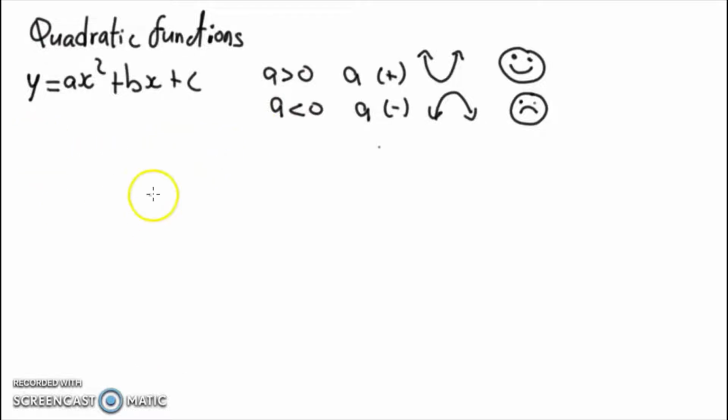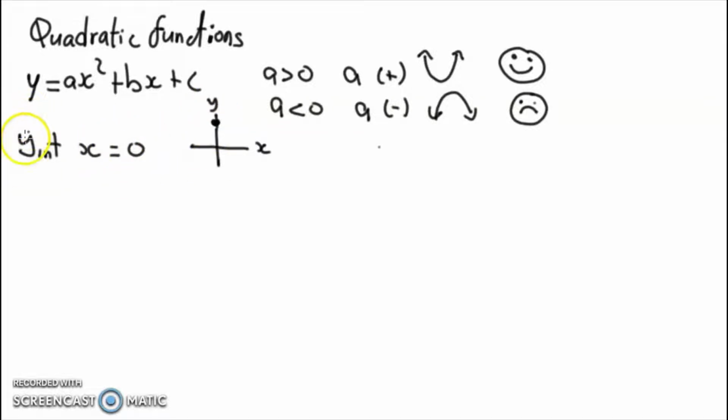Now let's look at another piece of information that's very valuable in this graph. The y-intercept of this graph occurs where x is equal to 0. So basically the y-intercept is this place here. So this is the y-axis, this is the x-axis. So this is the y-intercept. The y-intercept occurs when x is equal to 0.